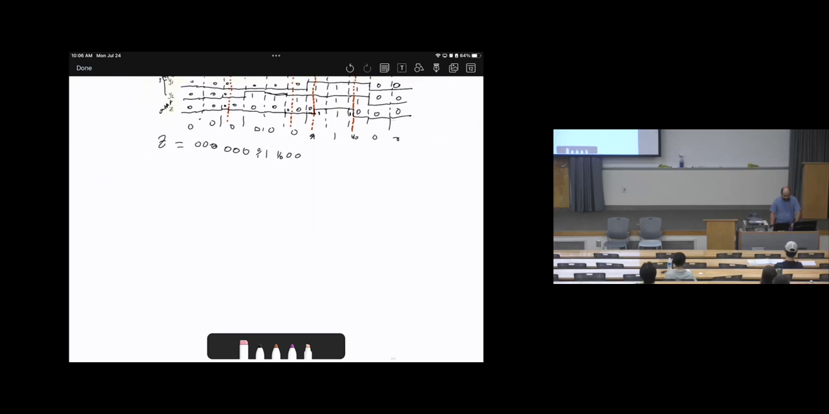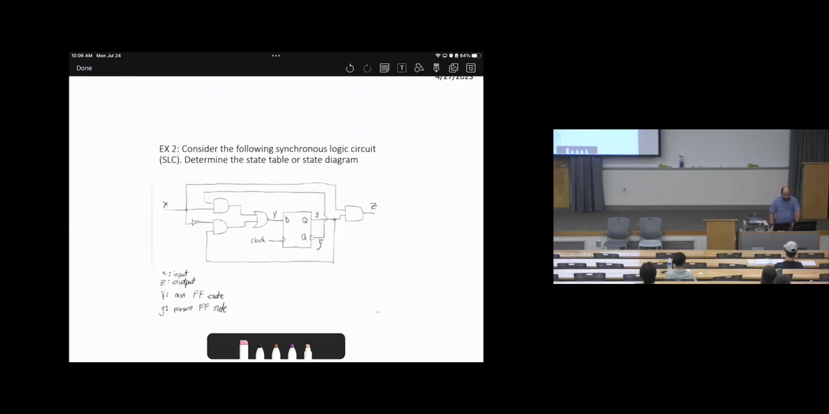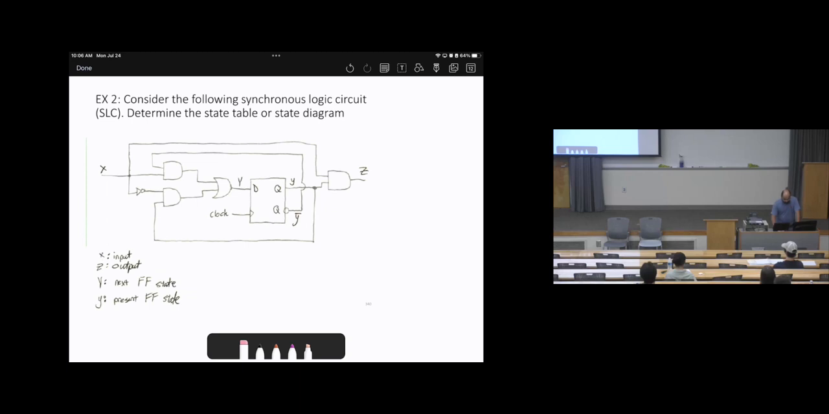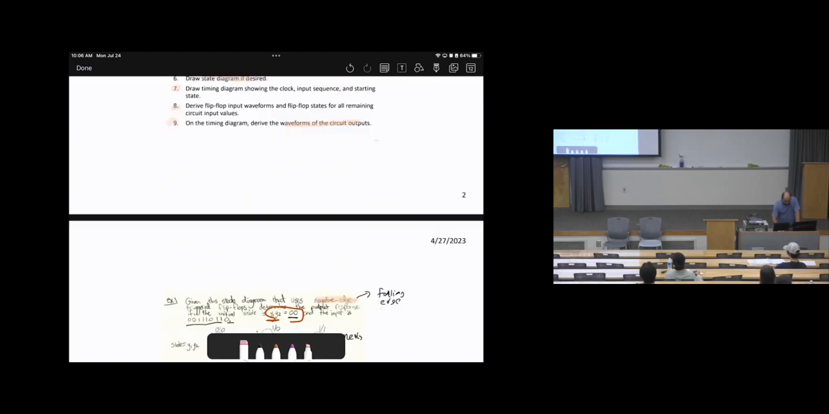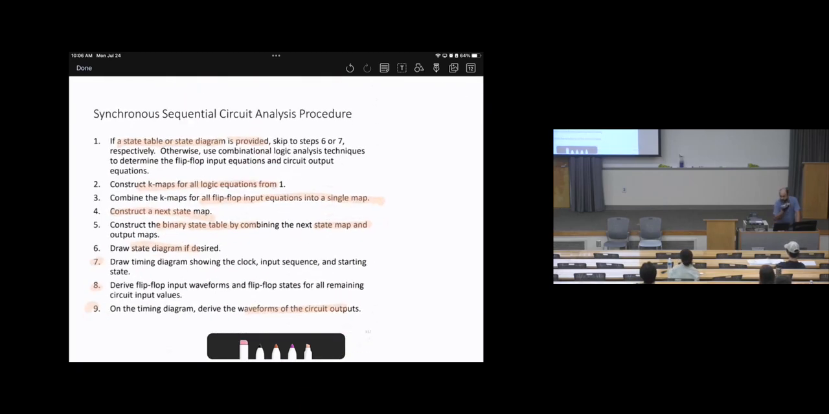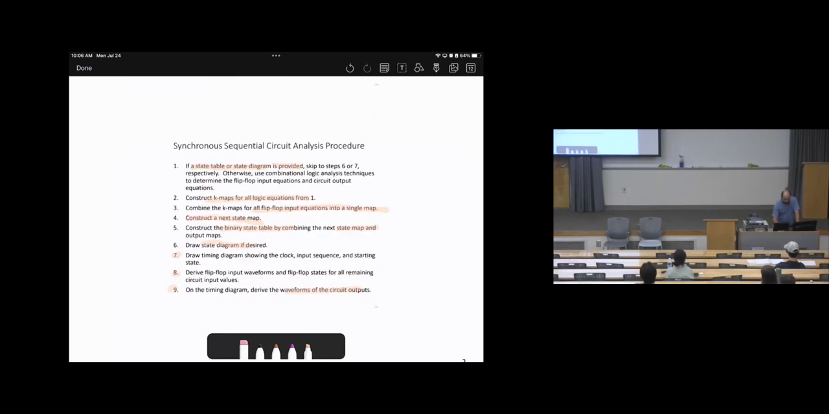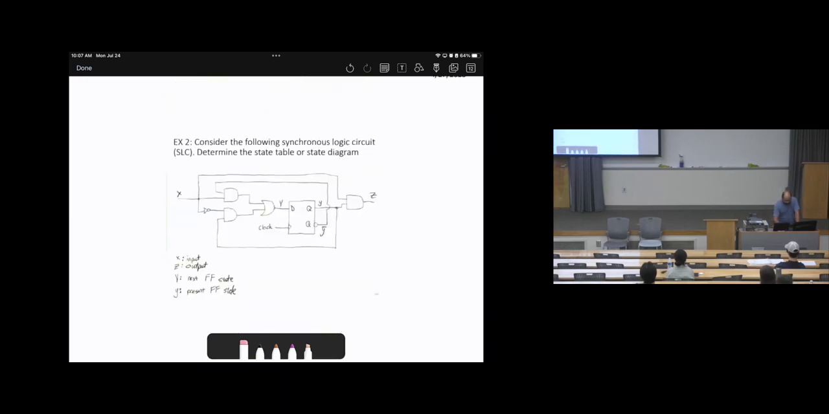Okay, let's look at this example. Consider and construct this equation. Actually, I would like to say that the notes that are here, the procedure, are from the textbook. But sometimes I don't need to use K-maps every time. I can use something easier, or I can construct K-maps. It depends. So let's go to this part.